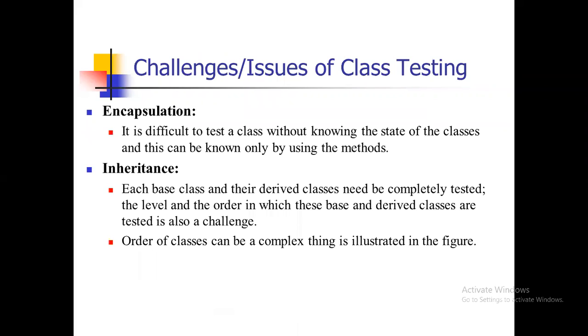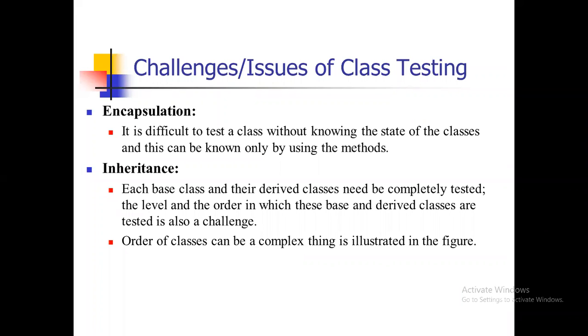Then there are some challenges or issues of class testing, like encapsulation, inheritance, polymorphism. The first one is encapsulation. Here it is difficult to test a class without knowing the state of the class. Without knowing the state of that particular class, it is difficult to test it, and this can be known only by using the methods from that class.